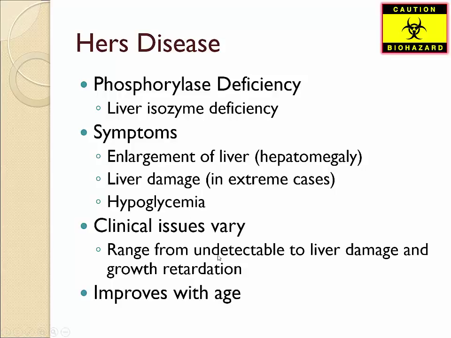The other clinical issues are going to vary, and they range from undetectable to liver damage, growth retardation. This is going to depend on the particular patient. Again, this is a childhood disease, and this disease improves with age, suggesting that there might be alternative forms of phosphorylase as an individual ages, such as there are with hemoglobin.